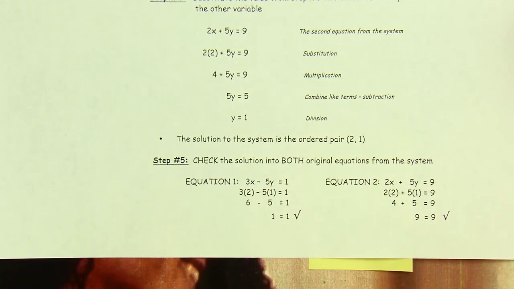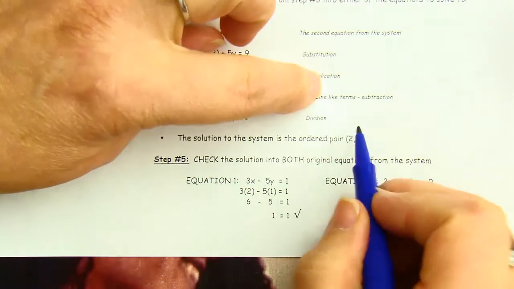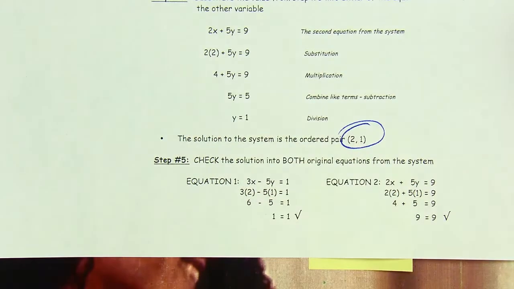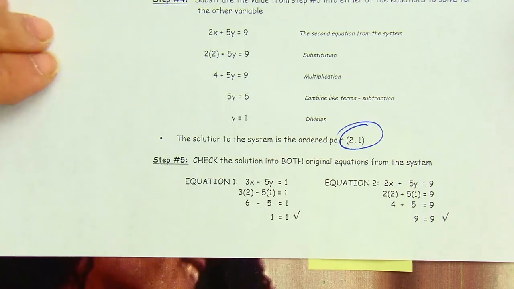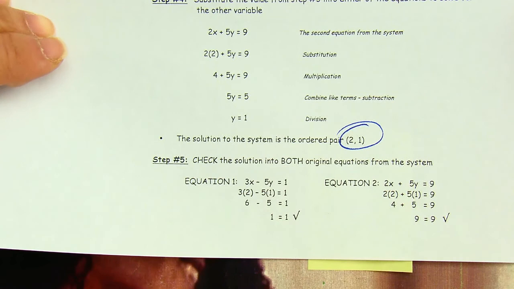And the same thing, you have to check it into the other equation. So not so terrible. Once you check it and see it works, then we can conclude that the solution to our system is the ordered pair 2, 1. Now remember, all of your answers need to be in ordered pairs. So I want to see that on this homework assignment.